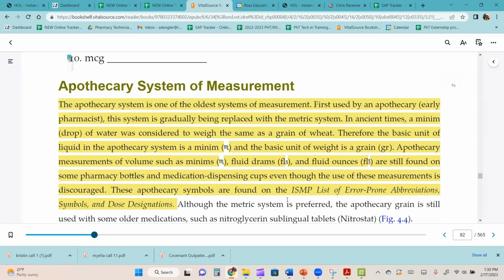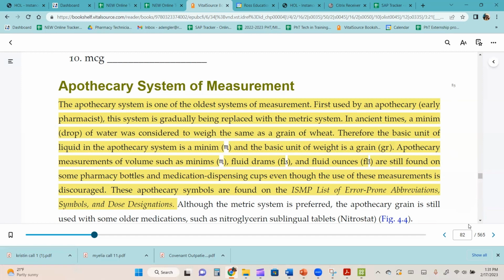The apothecary system is one of the oldest systems of measurement, first used by apothecaries and early pharmacists. The system is gradually being replaced with the metric system. In ancient times, a minim of water was considered to weigh the same as a grain of wheat. Therefore, the basic unit of liquid in the apothecary system is a minim, and the basic unit of weight is a grain. Apothecary measurements of volume, such as minims, fluid drams, and fluid ounces, are still found on some pharmacy bottles and medication dispensing cups, even though the use of these measurements is discouraged.